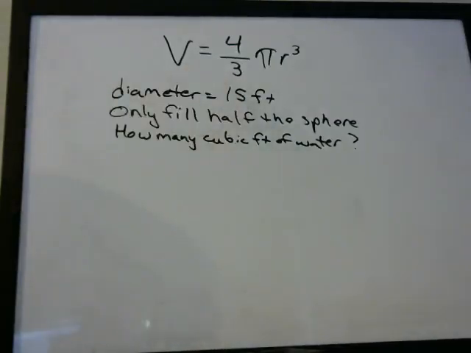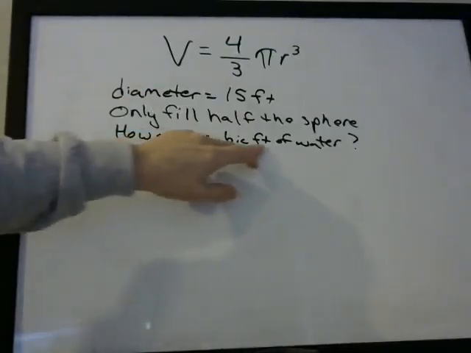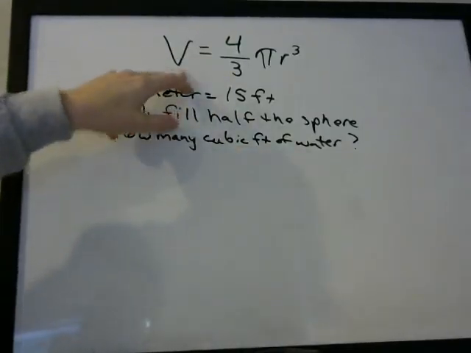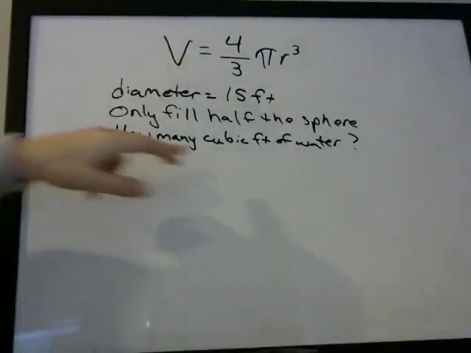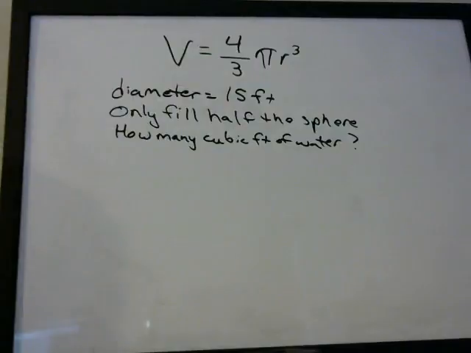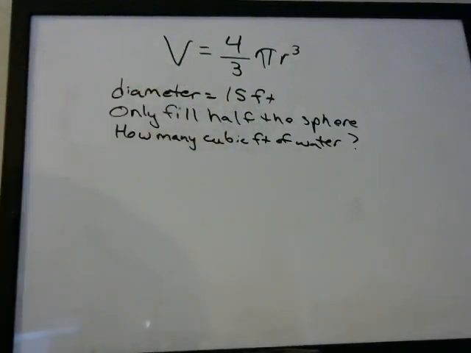So how are we going to figure that out? Well, this should be a key. When we see cubic feet, we know we're doing a volume problem. It's a sphere, so we want the volume of a sphere. So we're just going to figure out what's the volume of the whole sphere, of the whole ball, and then just take half of that, because we're only going to fill it halfway up.